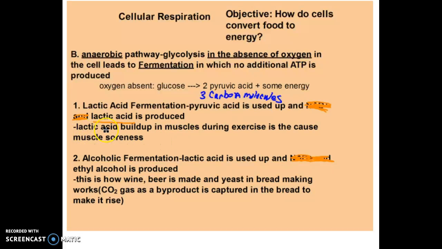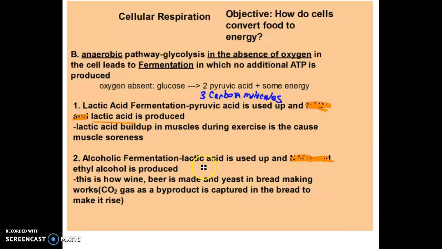But there's still probably going to be some lactic acid buildup in your muscles because there's probably some areas where you're just not going to be able to get enough oxygen to your muscles. So that lactic acid buildup is why sometimes muscles get sore. That's one of the reasons why it's important to drink a lot of water and to do lots of stretching after intense physical activity. The other thing that can happen, alcohol fermentation.